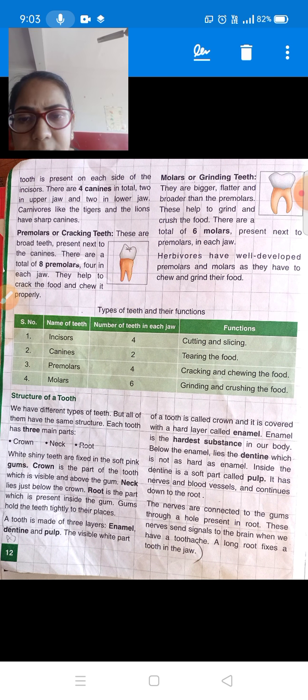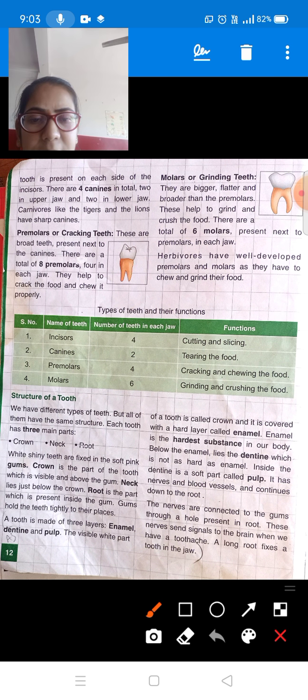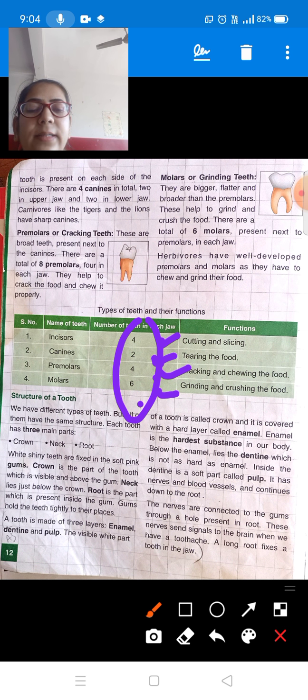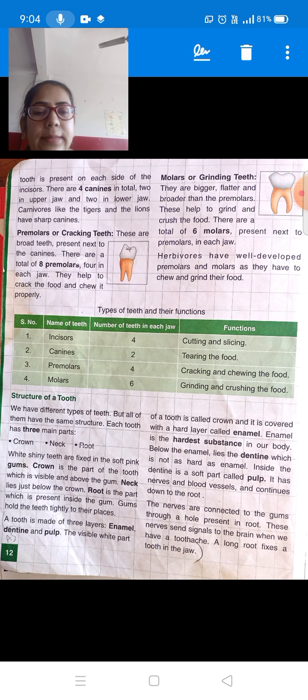Okay, so let's see this table, students. Incisors are 4, canines are 2, premolars are 4 and molars are 6 in each jaw. So 6 and 4 is 10, 10 and 2 is 12, 12 and 4 is 16. 16 in the upper jaw and 16 in the lower jaw, which means there are 32 teeth in total, right? That's why last time I told you that there are 32 permanent teeth.